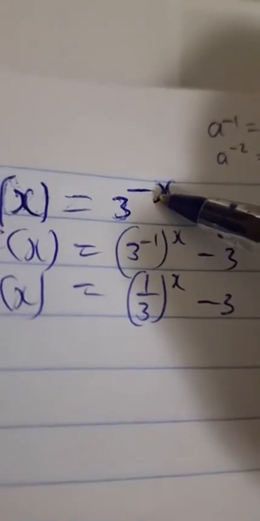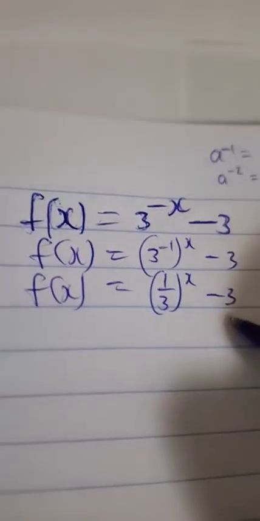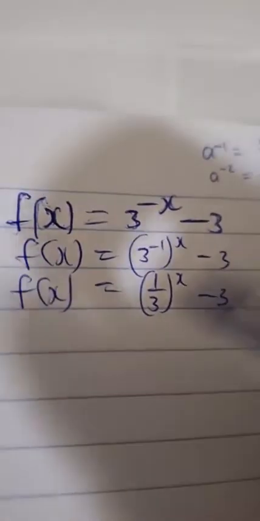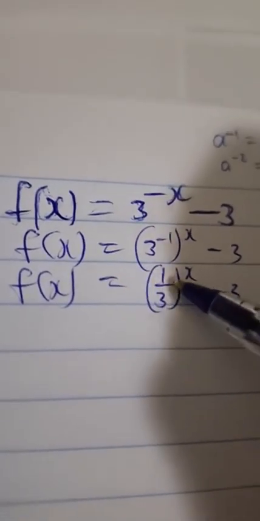So that's why 3 to the power negative x is actually 3 to the power negative 1 raised to the power x, and then this 3 to the power negative 1 can be written as 1 over 3 to the power x. So our exponential form is now in the correct form, where I can tell you what the value of a is, what the value of b is, and what the value of q is for that function. Let's come here.